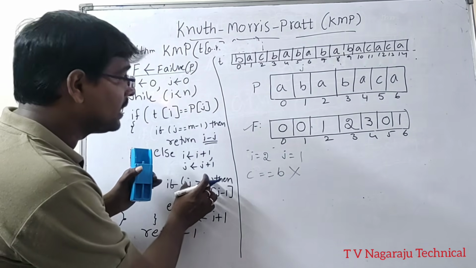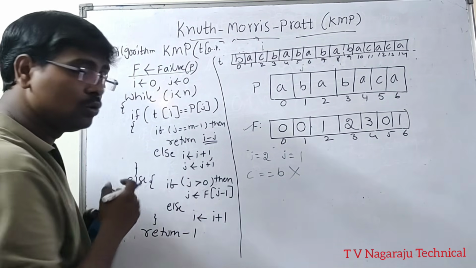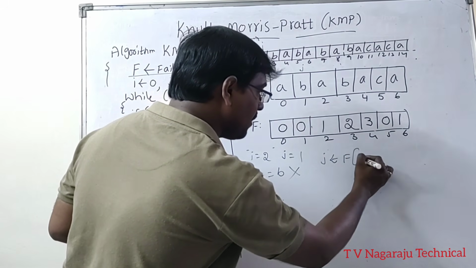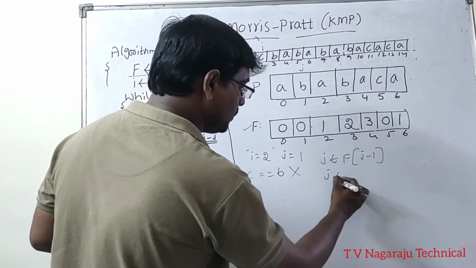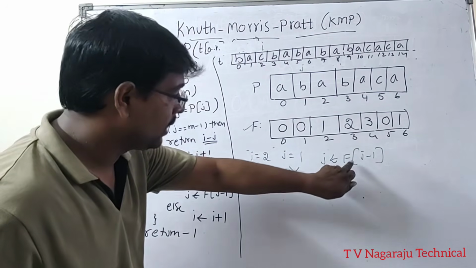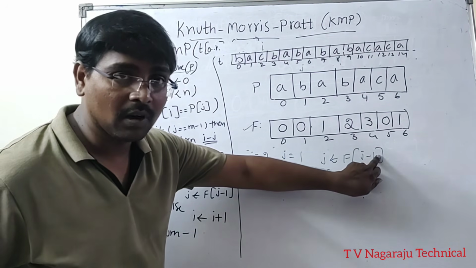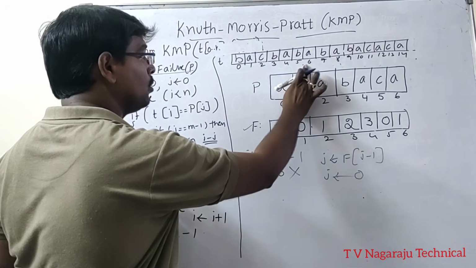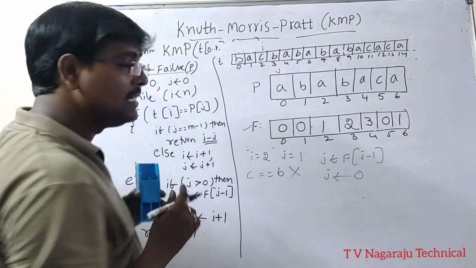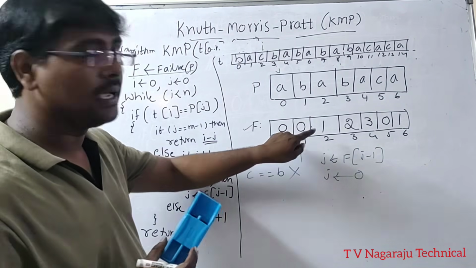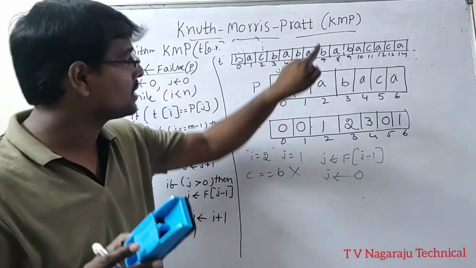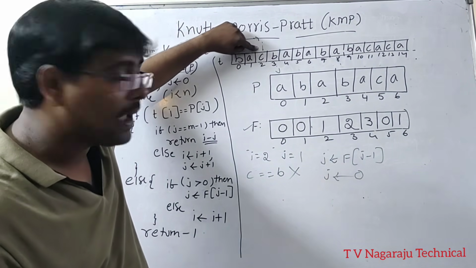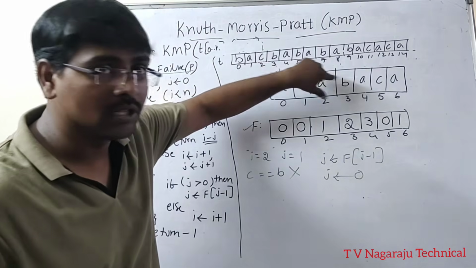If J value is greater than 0, it means we are using this table. What are we doing? J is updated with f of j minus 1. Now j is 1, so f of 1 minus 1 is 0. Now j value is equal to 0. Whenever there is a mismatch, use the LPS table. The simple purpose is to avoid the backtracking of I, so j is moved.